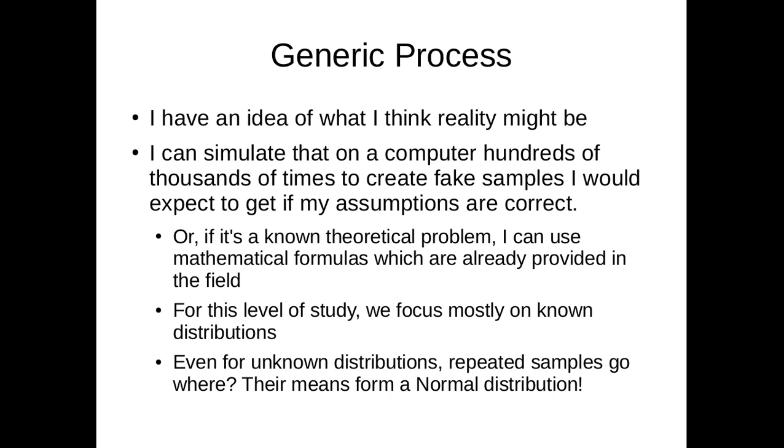So I want you to think about this generic process before you tie it into what you've done in statistics class before. So start with this generic process. I have an idea of what I think reality might be. Maybe I think that 30% of households use live trees over Christmas. I don't know, I'm just making this up, okay? But I come up with some kind of hypothesis. I can simulate that on a computer hundreds of thousands of times to create fake samples I would expect to get if my assumptions were correct.